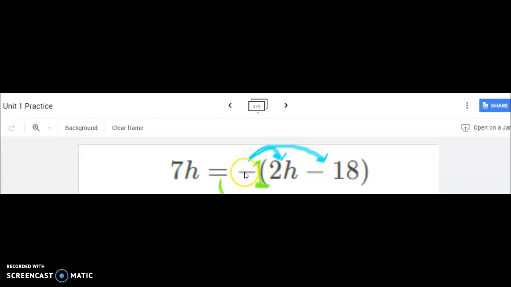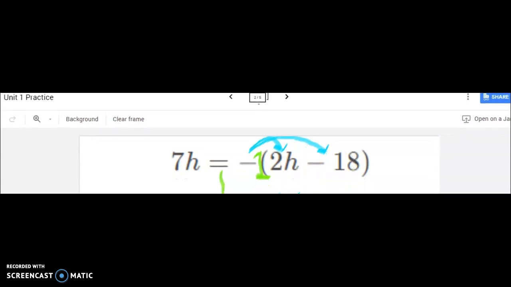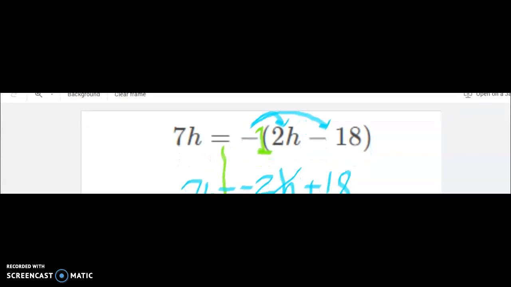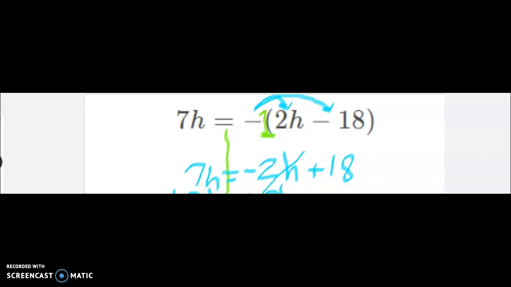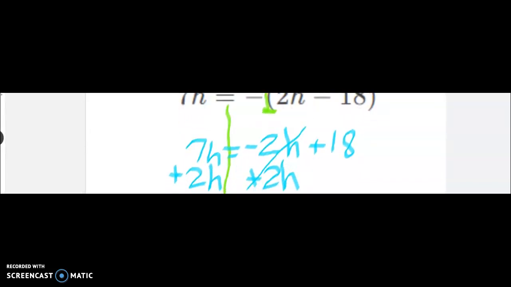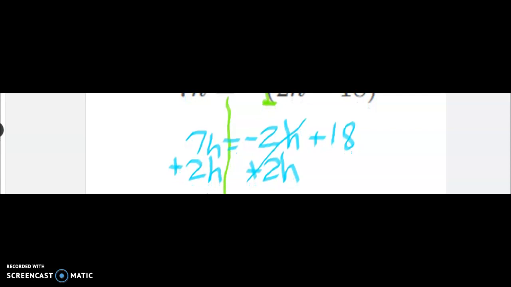So I'm going to take that -1, distribute or multiply it by every term on the inside. 2h is a term, -18 is a term. When I multiply those, I bring down my 7h, my equal sign, -1 times 2h is -2h, and -1 times -18 gives me that +18. I'm going to keep going. I'm going to rearrange my problem now because I don't have any more simplifying.